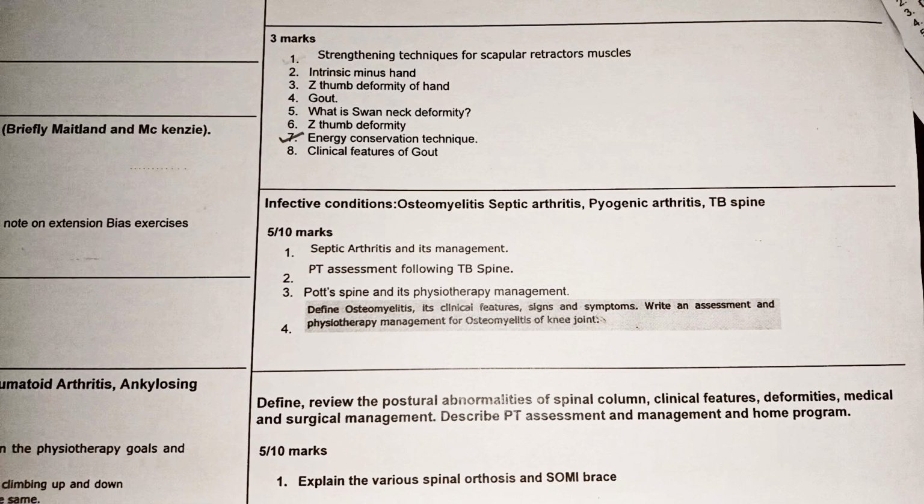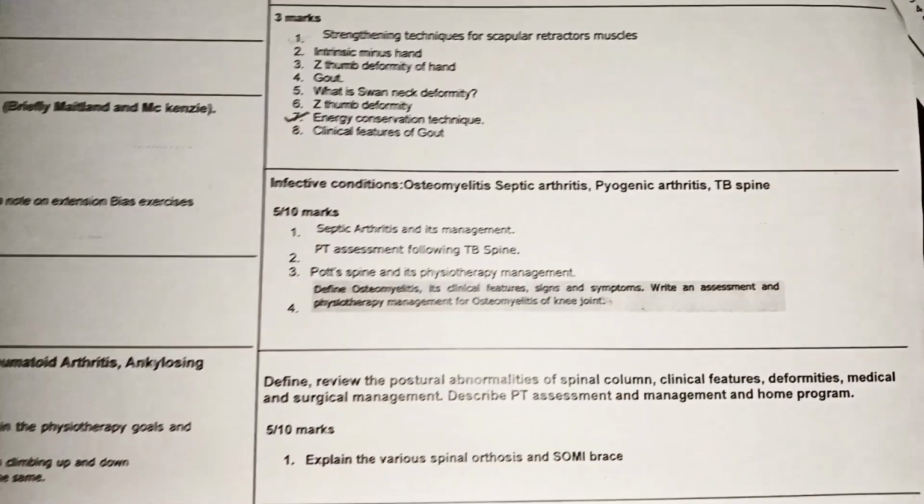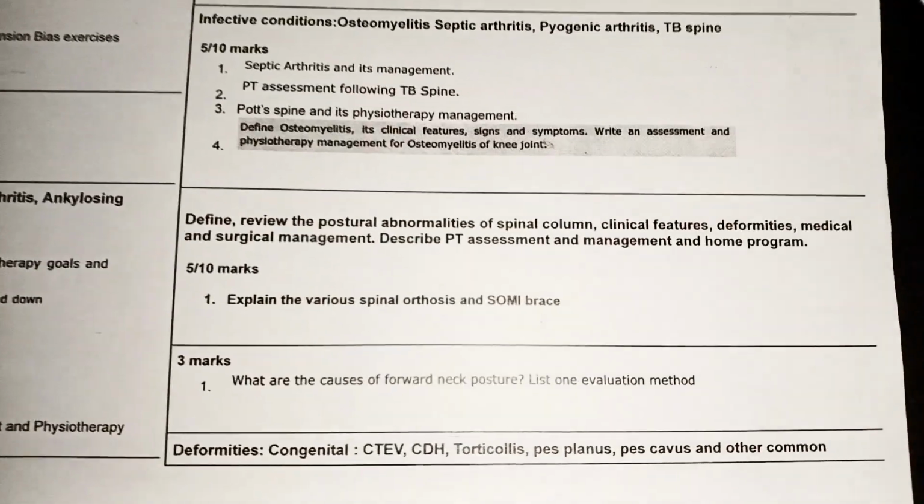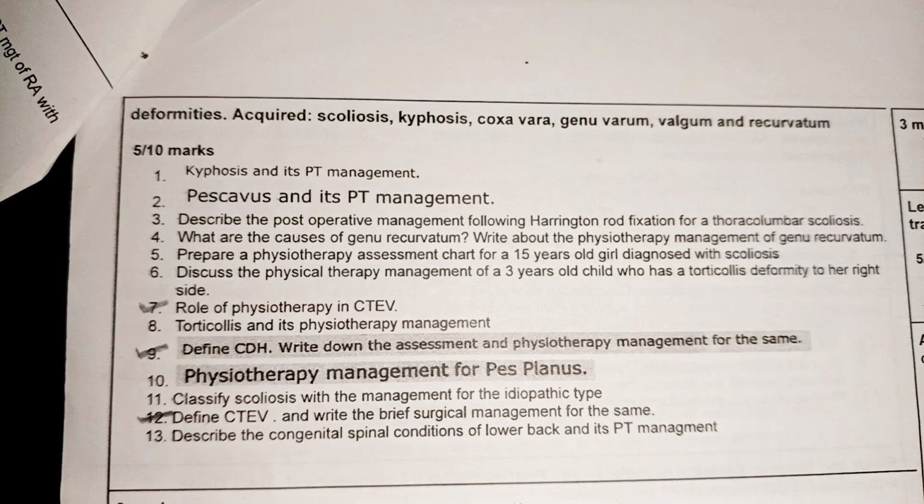Coming to the important 3 marks, what are the causes of forward neck posture? List one evaluation method. And the next topic we have is deformities. In this, the important 5 or 10-mark questions are, the first one, kyphosis and its PT management. Second one, pes cavus and its PT management.